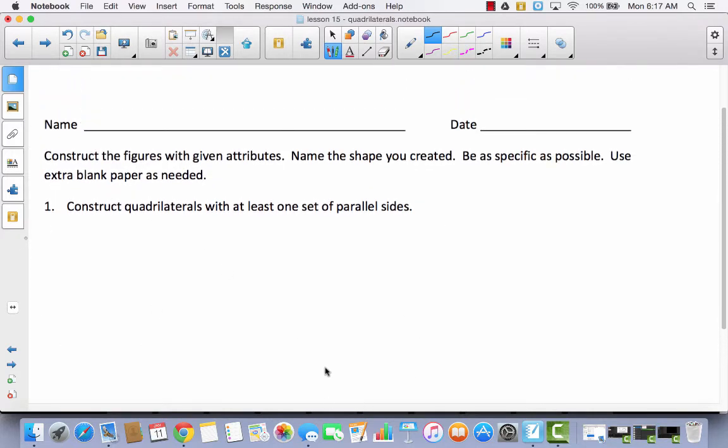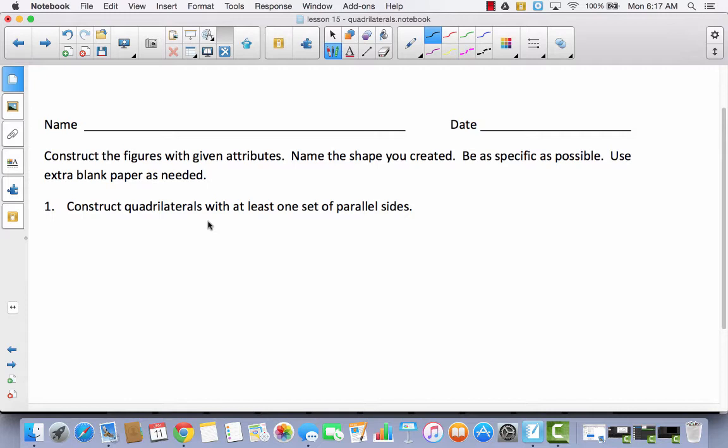All right, now I am going to tell you that we're going to be constructing several quadrilaterals in this little space right here. So don't make your quadrilaterals way too big because there's more than one way to draw this figure, and it's really important that we get as many as possible. So it says construct quadrilaterals, so that means we're going to do more than one, so don't make them too big, with at least one set of parallel sides.